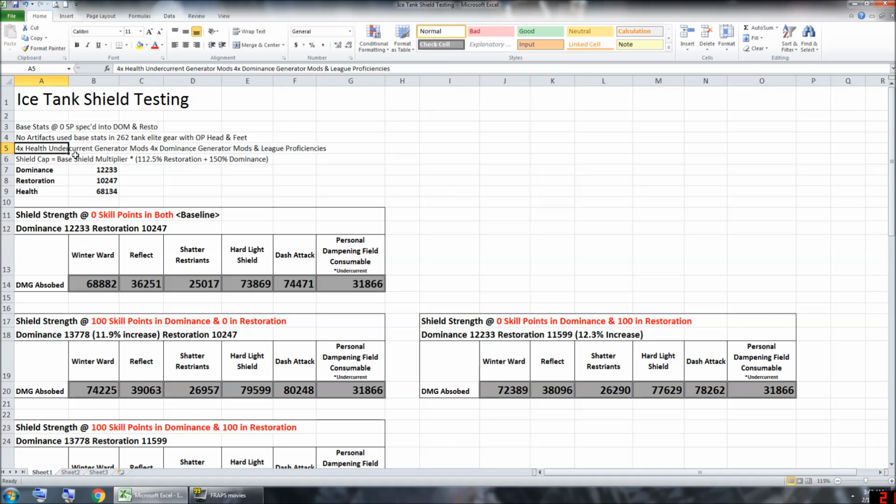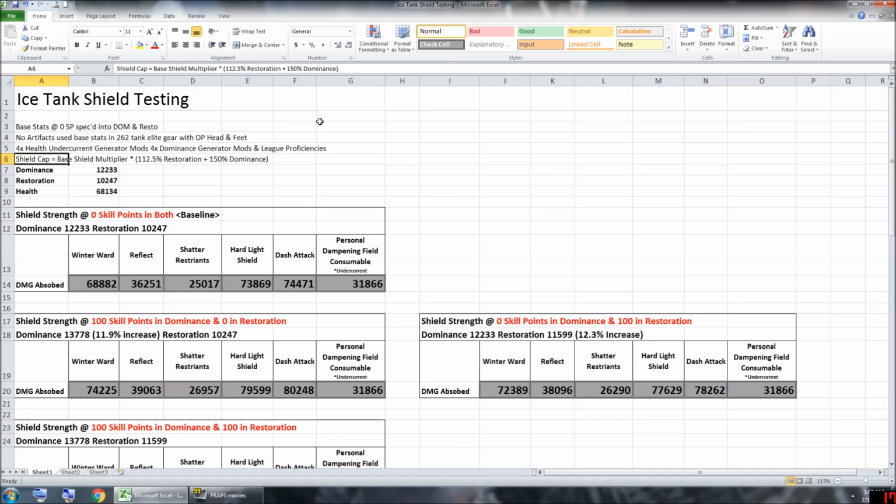Same thing, I have 4 Health Undercurrent generator mods and 4 Dom generator mods, which is not going to change in your testing anyway. You're going to have health and Dom for each tank power set. And then essentially the shield formula, which is the shield cap, is the base shield multiplier times 112.5% of your Resto and 150% of your Dom. Before the stats revamp, it used to be 100%, 100%.